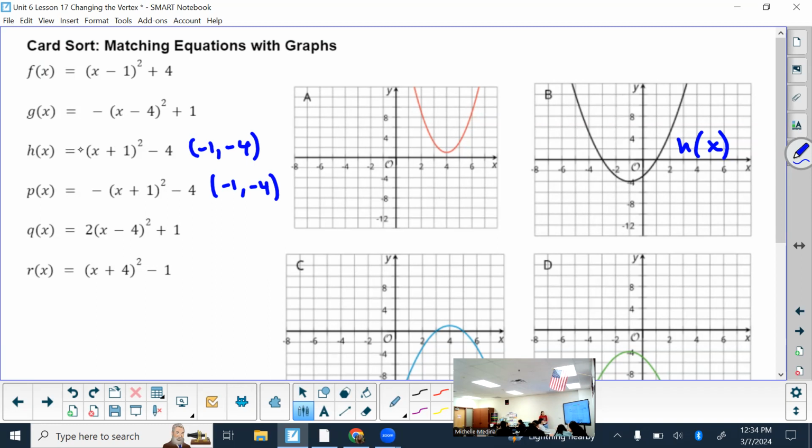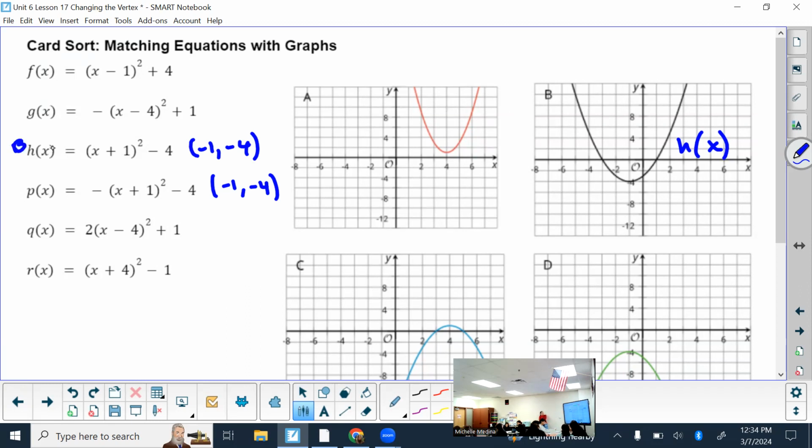One of them has a positive A, the other one has a negative A. If it has a positive A, what direction should it open? Up, up like a smile, like when positive things happen, you smile. So H of X does go with graph B, that is a true match.